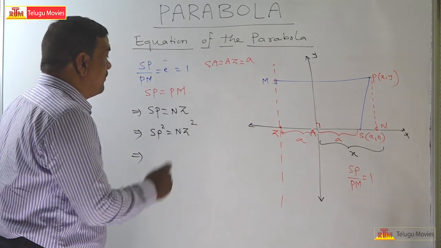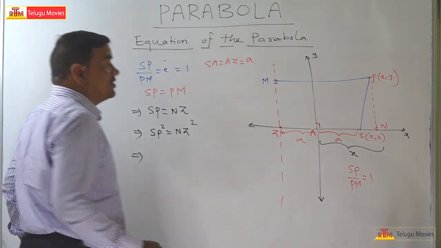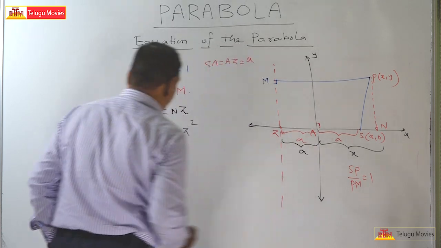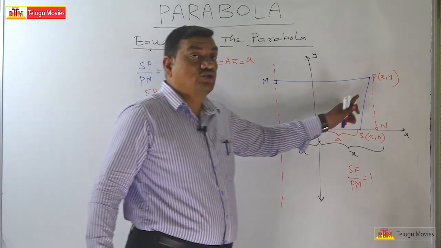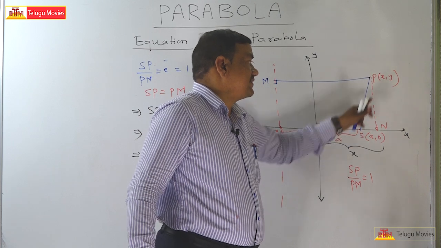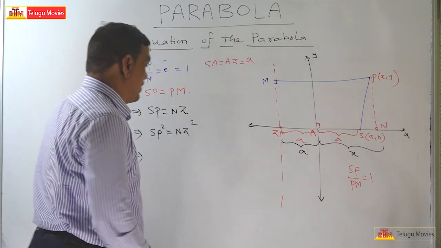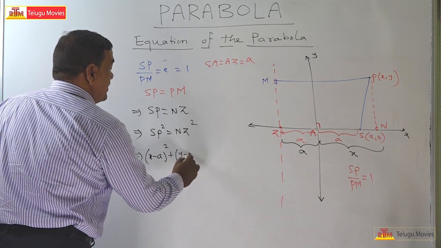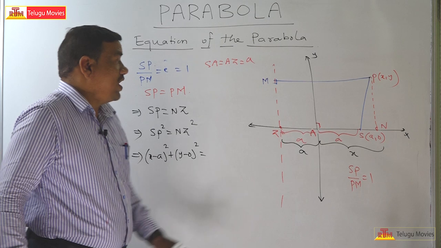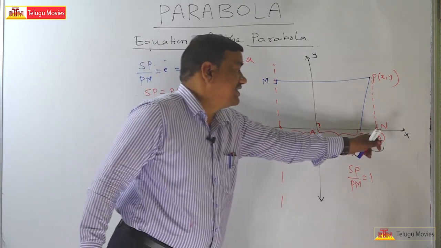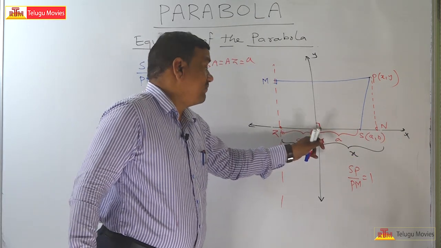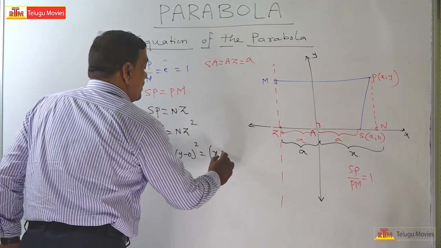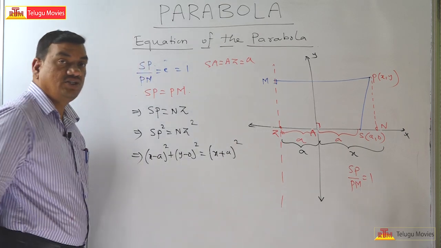Now, what is NZ? This is also a. Now, SP squared means, without square root, (x2 minus x1) whole squared plus (y2 minus y1) whole squared. So this is equal to (x minus a) whole squared plus (y minus 0) whole squared. What is the length of NZ? From N to A is x, from A to Z is a, that is (a plus x) whole squared. Understand this?